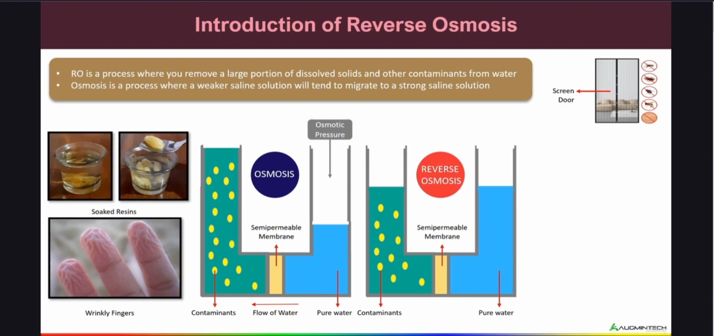However, you need to push the water through the reverse osmosis membrane by applying pressure that is greater than the naturally occurring osmotic pressure. So, for the process of reverse osmosis, when pressure is applied to the concentrated solution, the water molecules are forced through the semi-permeable membrane and the contaminants are not allowed through.